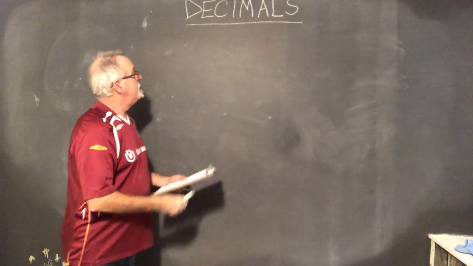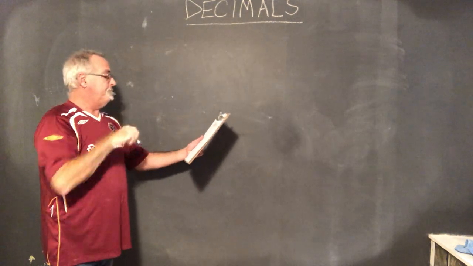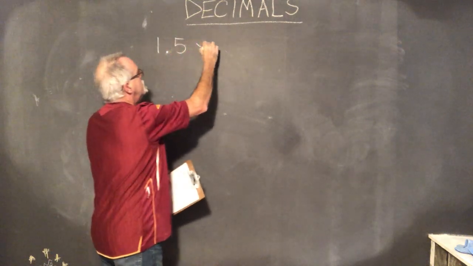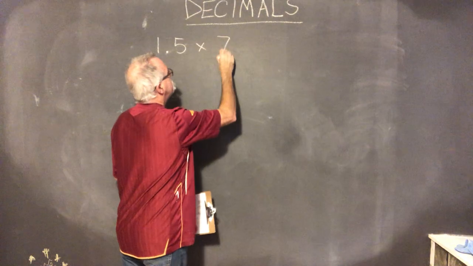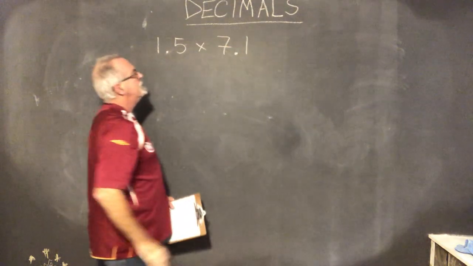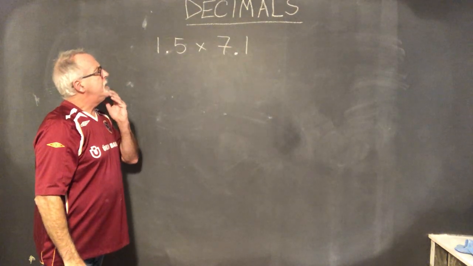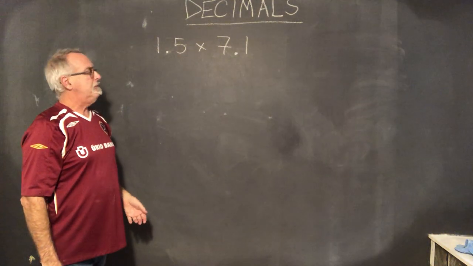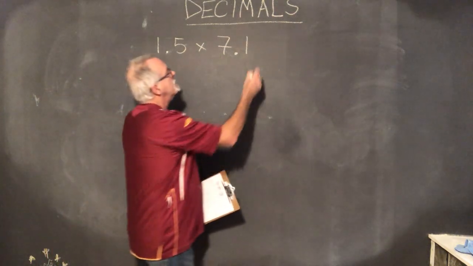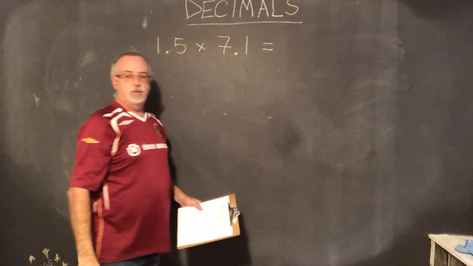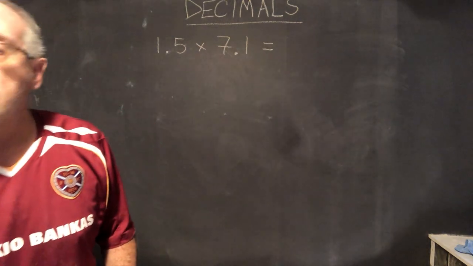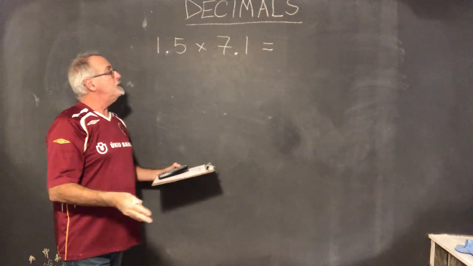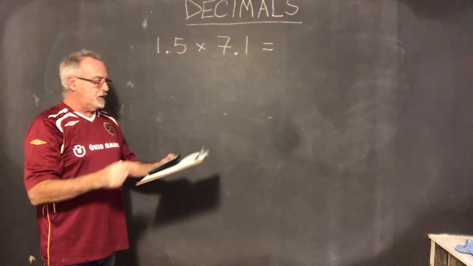Needed that. 1.5 times 7.1. If I tried to do this without the decimals, it's 15 times 71. Blech. Even I don't know if I want to show off with that. So I'm not going to. I'm going to use the calculator right away. 15 times 71. I'm doing it that way, though. I'm multiplying without the decimals, and then I'm figuring out the decimals later.